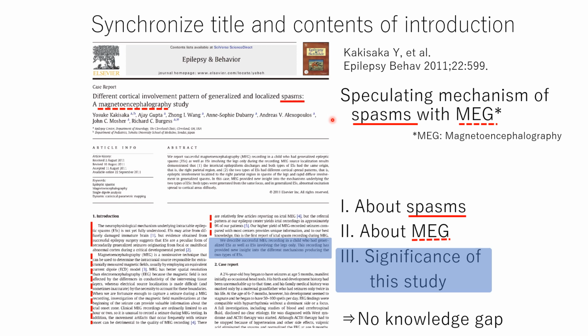Your readers may not know about spasms and MEG well, so we should start by explaining these facts. In this case, I initially start to explain about spasms, which is followed by MEG. After introducing the two facts, readers are ready to understand our paper. So I show the significance of this study here. By taking these steps, readers are released from the knowledge gap.